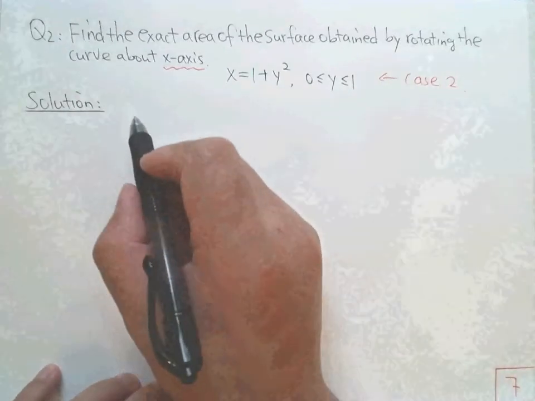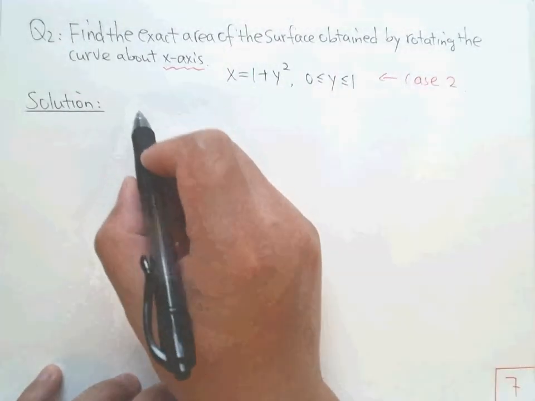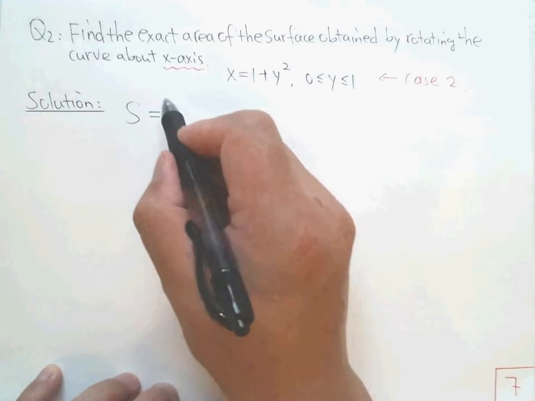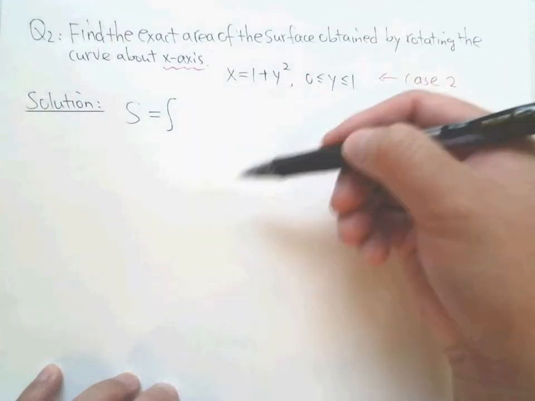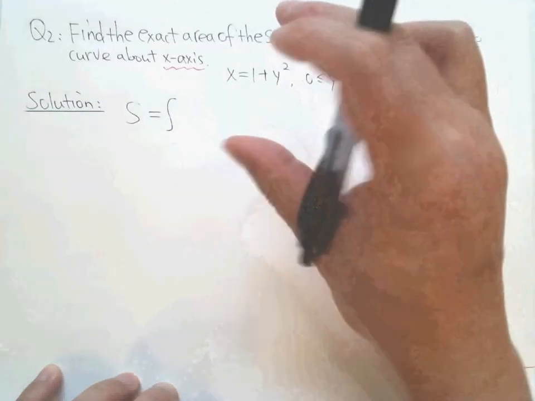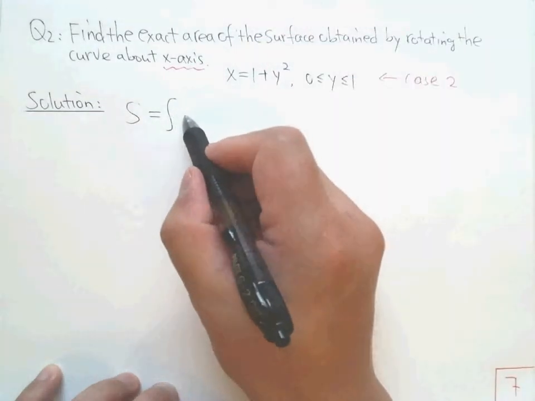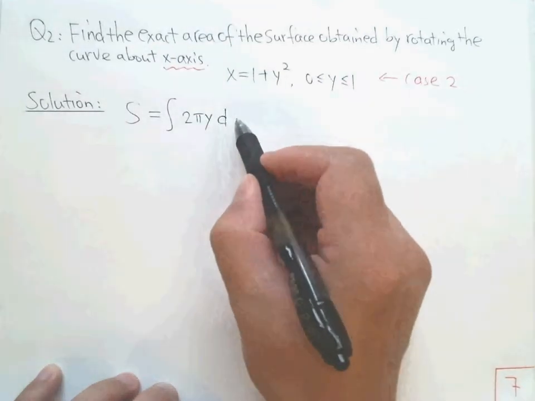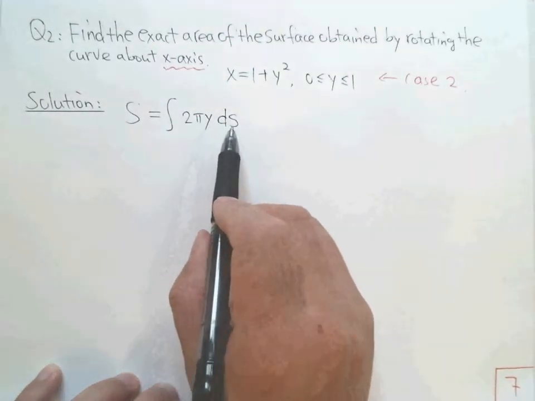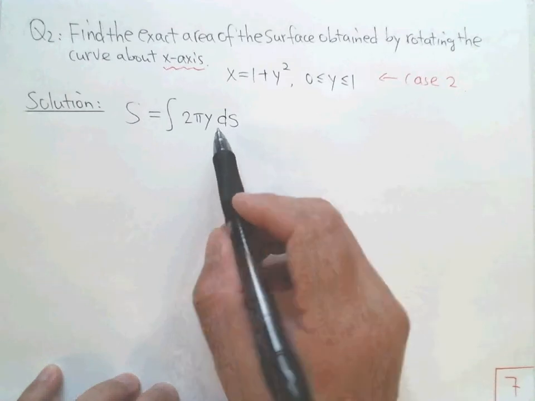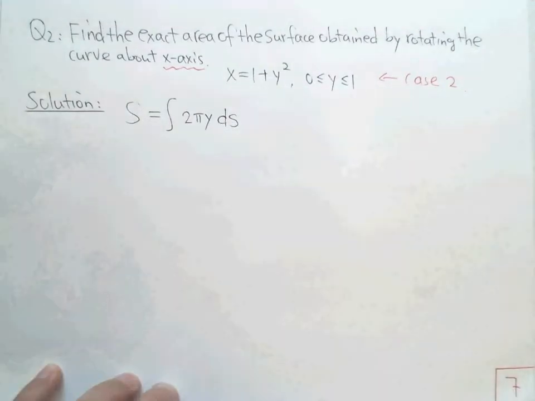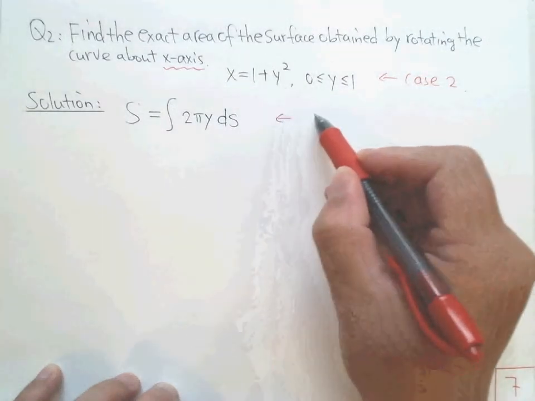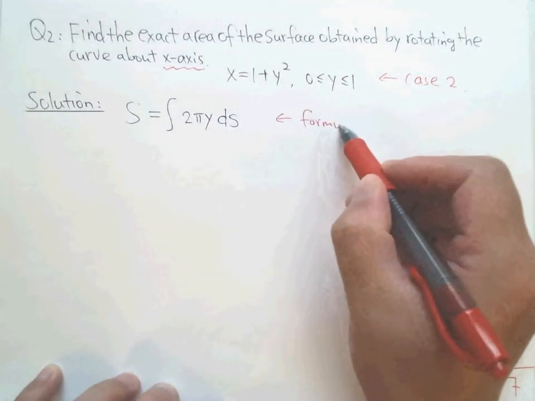Now what do we need to do? We need the formula, right? So I need to find the formula. In case 2, what is the formula? If I put it here, S is this. Because this is rotated about the x, the radius is y. The average circumference is 2 pi y, and then ds. Remember, 2 pi y ds. This is the surface area of a portion of a cone. That's the formula.